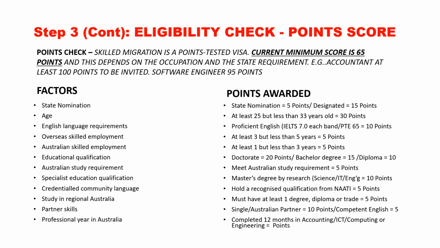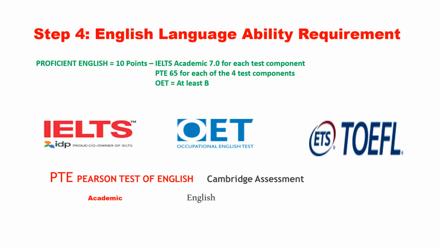Below are the factors which give a detailed breakdown of how points are awarded for the skilled independent visa, state nominated visa, and skilled work regional. I will discuss this in detail in my next presentation because there are currently more than 10 factors to consider when awarding points.